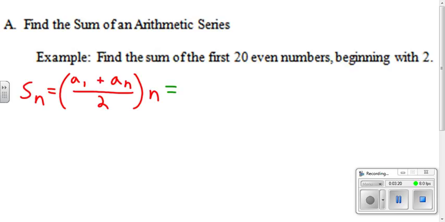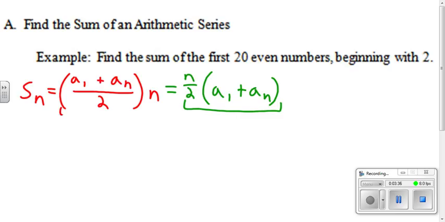Now, sometimes you'll see this written another way. Because of the commutative property of multiplication and division, we can put the n out here and put n over 2, and then multiply by the a sub 1 plus a sub n. So you'll probably see it written this way more often than not, but this version here works as well. And it just kind of explains the average sense a little more.